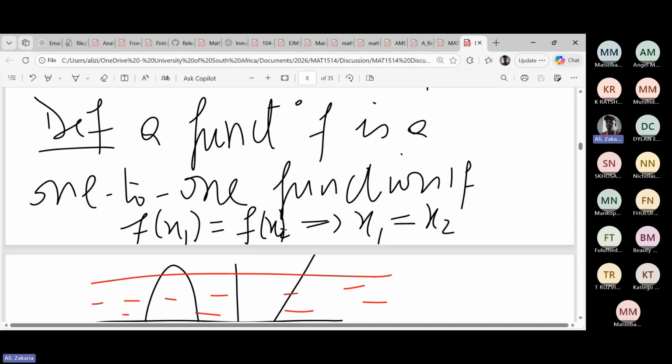Even without drawing the horizontal line, I can just see that, oh no, this one is not a one-to-one function. Now the question is, which ones are the one-to-one? As I said, the horizontal line helps you to see that the function is not one-to-one. So the question is, how do you find out if the function is one-to-one?